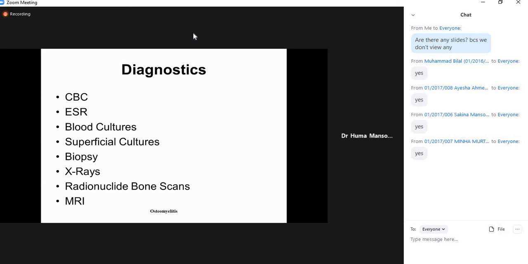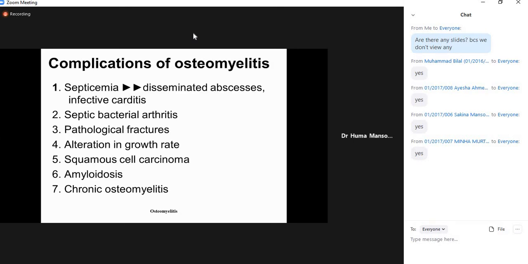And biopsy of the affected bone will show the sequestrum and involucrum. X-rays can give you an insight about the edema and the periosteal swelling. And then there can be bone scans, and MRI would be more conclusive and confirmatory.